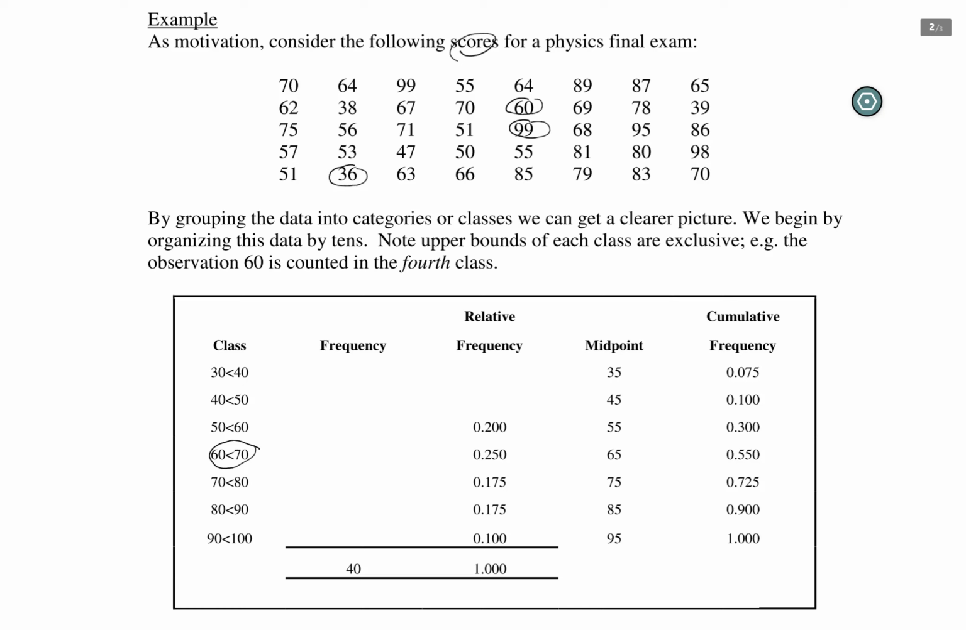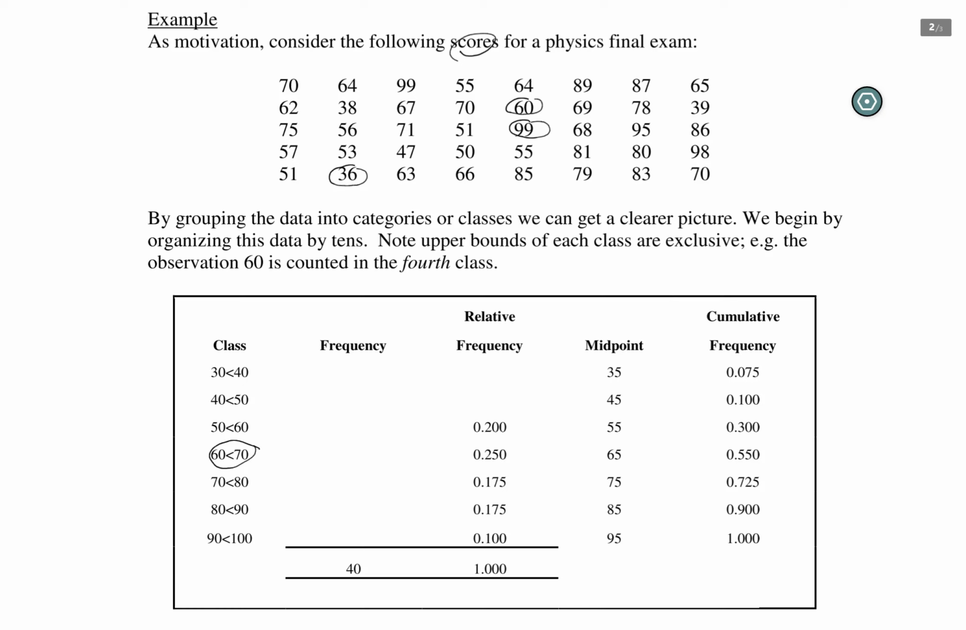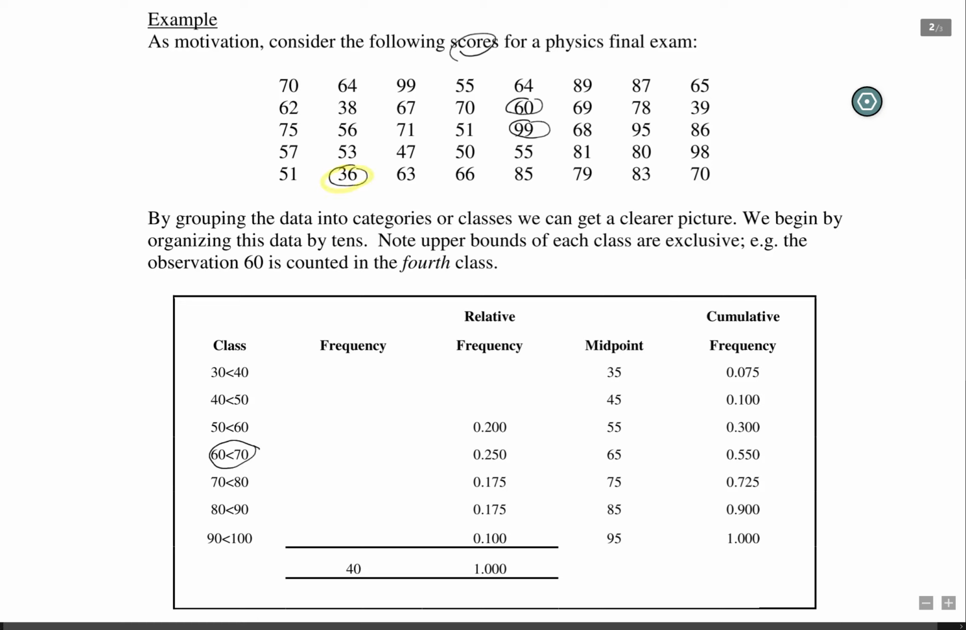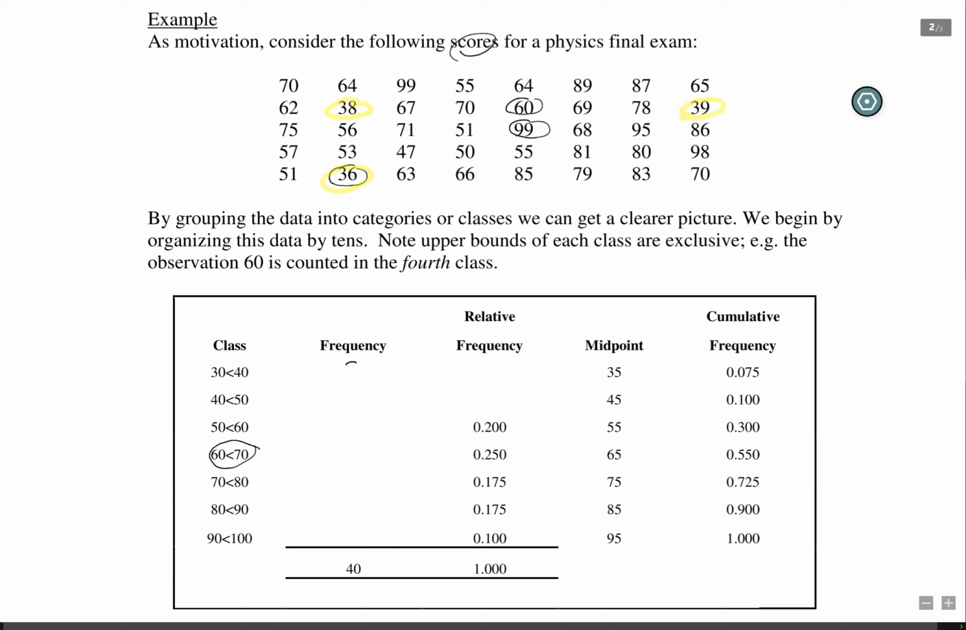All right, so what we've done here is we've got our data, and we want to count the number of observations that are in each class. If we look here at the first class, it's 30 to 40, including 30 but not 40, is how we would think of that. Let's see if we can find the observations that go into the first class. Here's one, 36, 38, and there's a 39, and you can scan through it, but there's no other observations that would fall into that first class. And so our frequency for the first class would be 3.